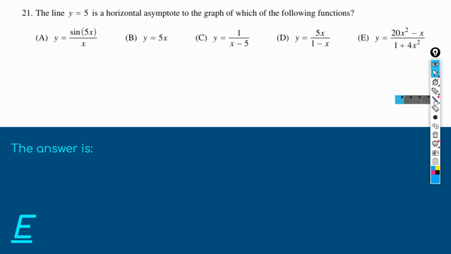And this answer got spoiled. I don't know why. But let's see if we can show why it is. The line y equals 5 is a horizontal asymptote to the graph of which of the following functions?